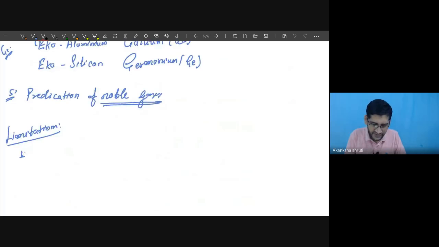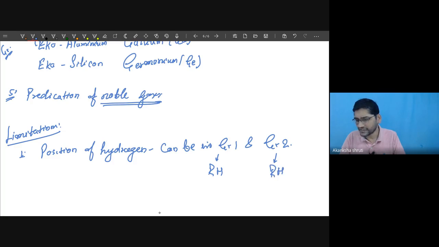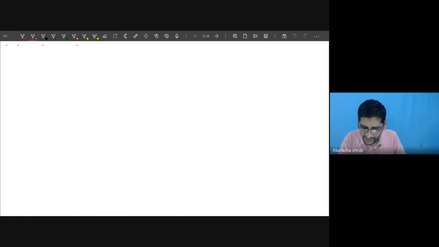So right, the first one is the position of hydrogen. It can be where? In group 1 and also in group 7. Why? The same formula, it has RH and this also has RH. It is group 7, student. Getting now? So that's why the position of hydrogen was anomalous, because the formula was matching with group 1 as well as group 7. This was one of the drawbacks. Now let us search for some other drawback.